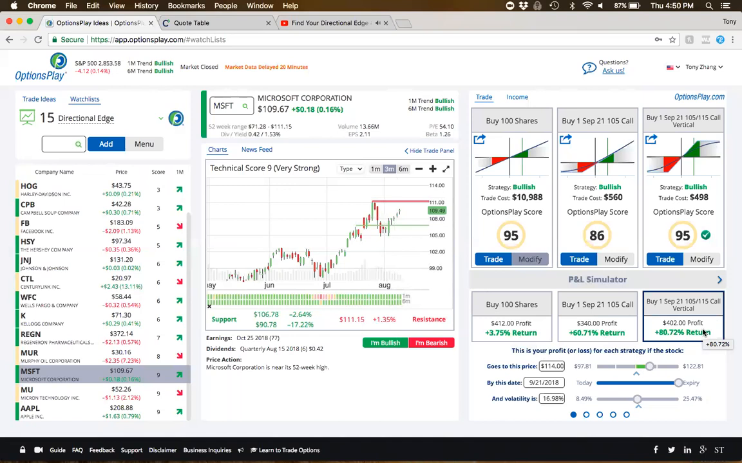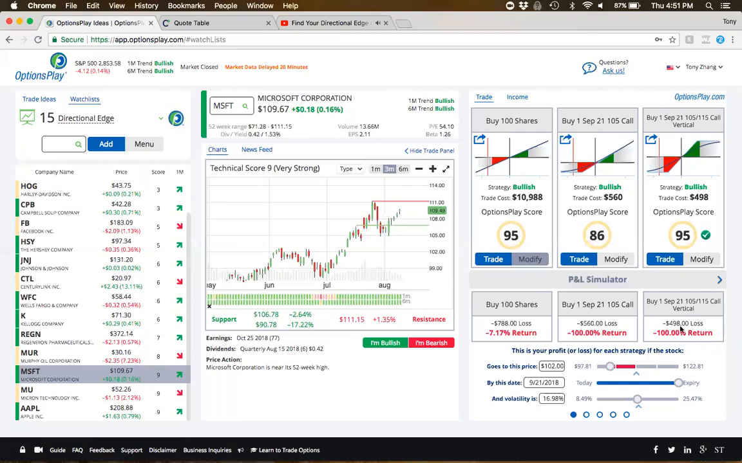This is really designed to help you compare different strategies and quickly identify the performance expectations of each one of these strategies, both if you're correct, but also what happens if I'm wrong? What happens if Microsoft goes back down to 104 or even 102? In a worst case scenario, what am I risking here? If you had bought the stock, you lose $788, versus if you had bought this call option, you lose $560, so about two-thirds the amount that you're risking here. But if you had bought this vertical, you only risk $498.